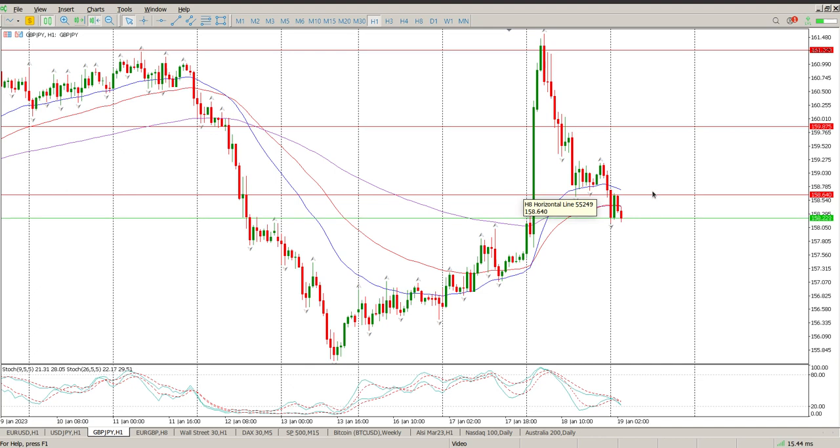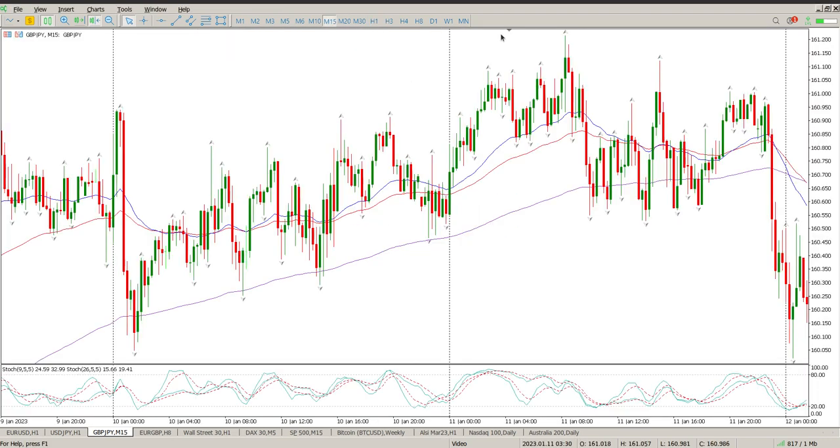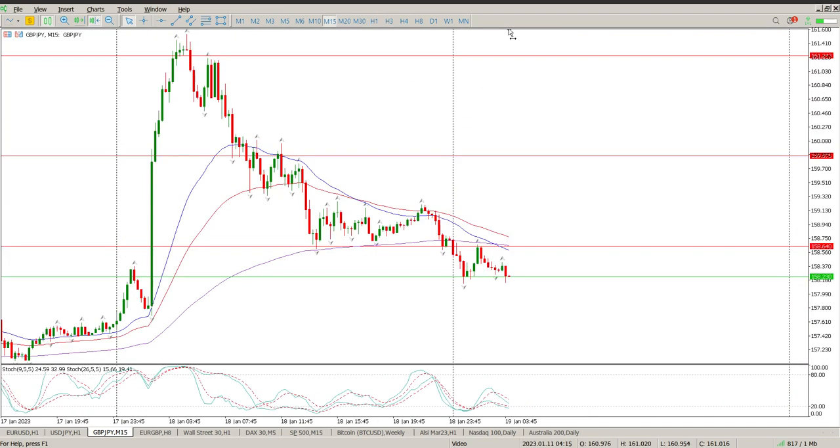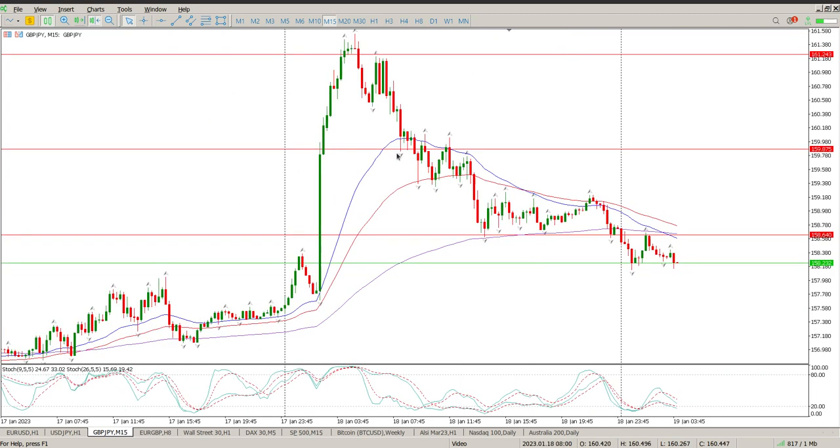158640. So if we drop a bit lower, I'd want us to drop a bit lower first, then come back and test this area, reject this area, and then move. That should give us some setup. This pair is probably better suited at the moment to the 15-minute charts.